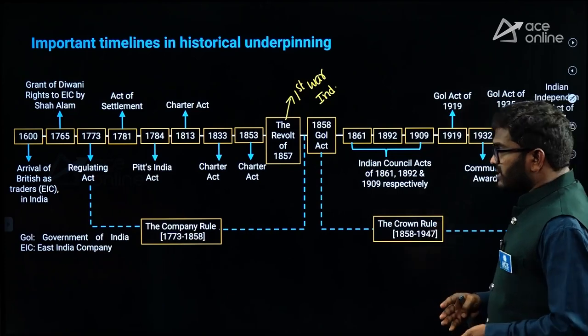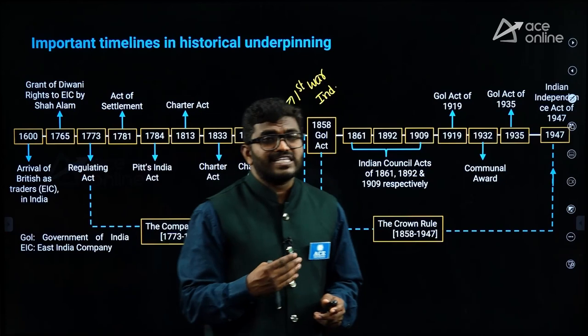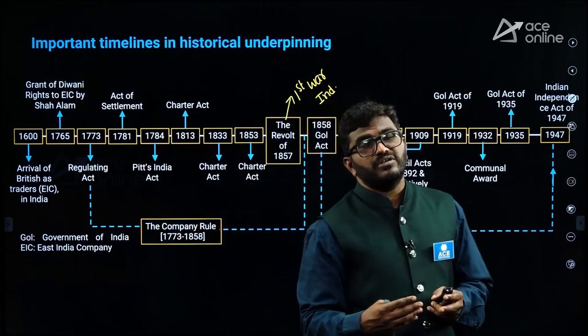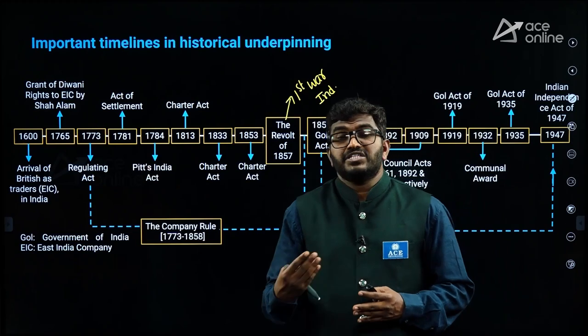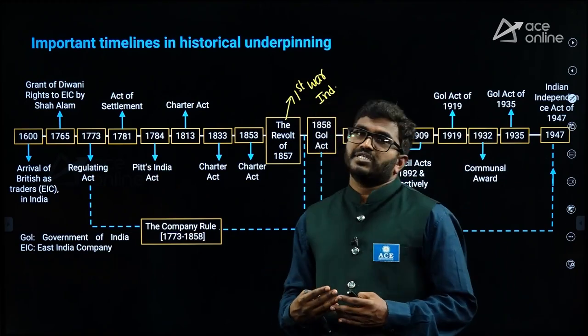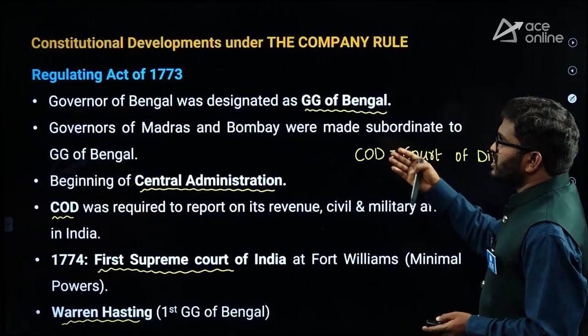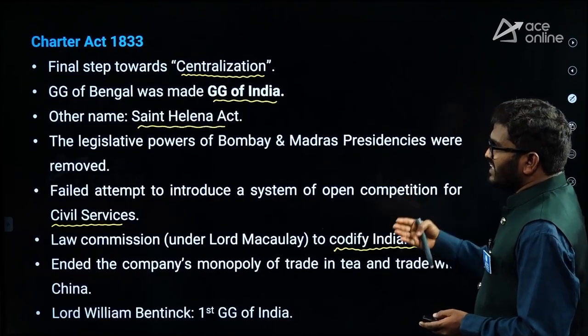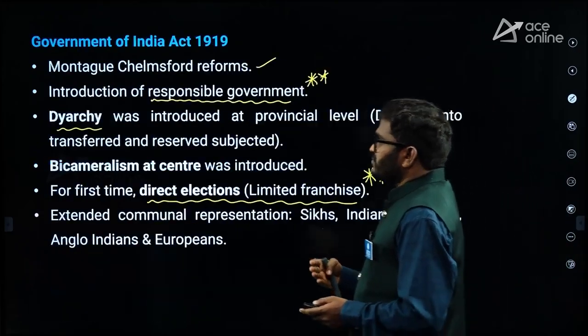They will ask you one question from this historical background: explain the historical background for the development of drafting the Constitution of India. This type of question they may ask you. So you should write the timeline like this, and you should write the important points from each act and regulation. That is more than enough for your exam.